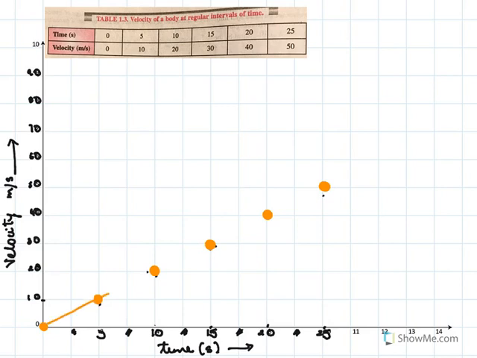So we'll now join the points. So this is our velocity time graph. Okay, it's a straight line. Now if you notice here, the velocity of the body keeps changing, and it keeps increasing. If the velocity of the body is increasing, it is changing, means the body is undergoing acceleration. Let us find the acceleration of this body.